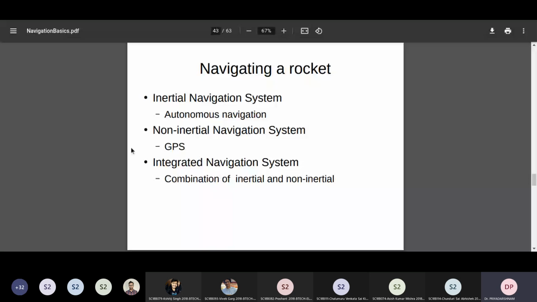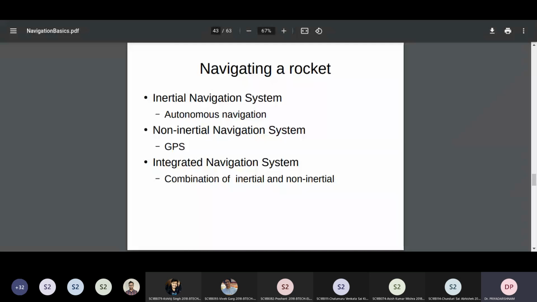Then you have an integrated navigation system, which is used in all the modern, especially Western, launch vehicles. They use the GPS system and integrate it with autonomous navigation. Whenever GPS signals are available, they are used to estimate the position. When the signals are not available, the autonomous navigation, which uses inertial sensors estimating the acceleration and the orientation, takes over. You can combine these two to get a better accuracy.